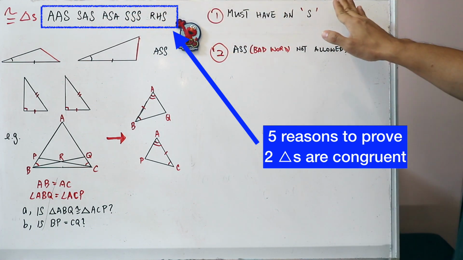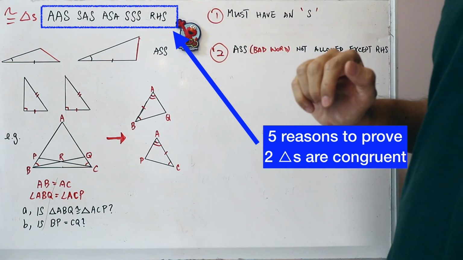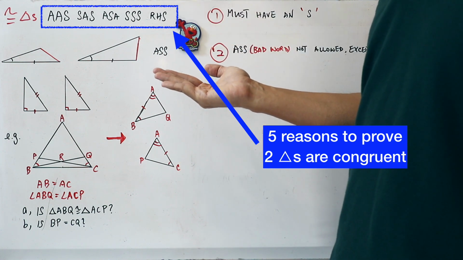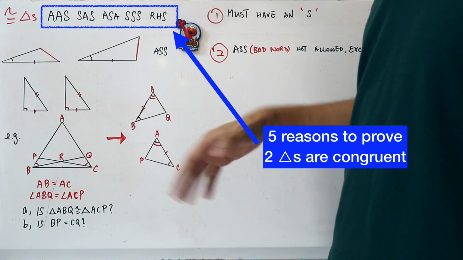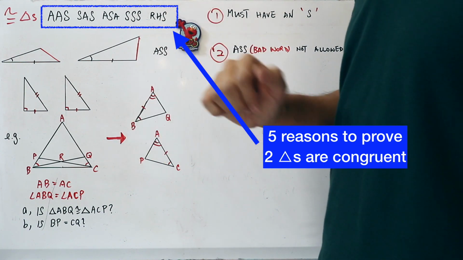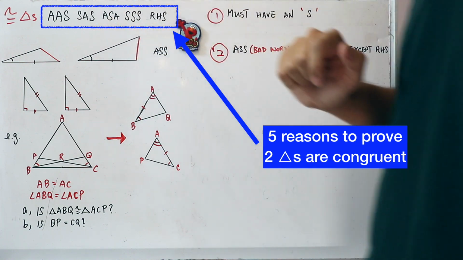For this tip number 1, it's actually quite easy to visualize why we need to have at least one S. Because if you cannot prove that at least one side of two triangles are the same, the most you can prove is that two triangles are similar. But to prove two triangles are congruent, you need to have at least one S in the reason.